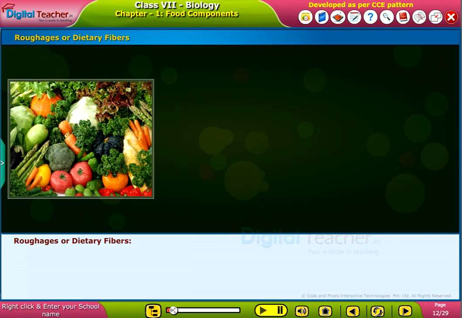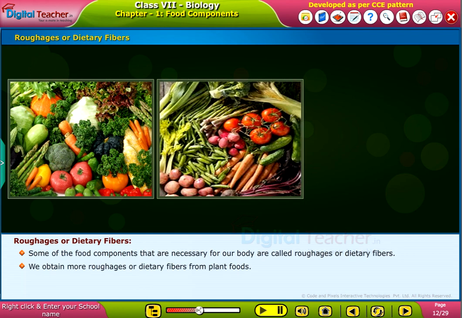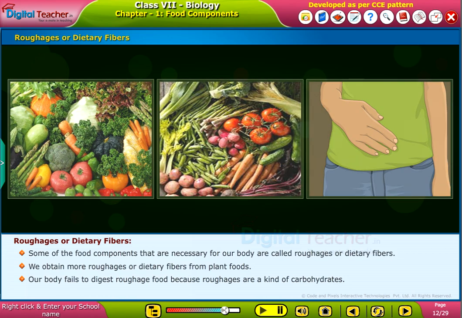Now, let us learn about roughages or dietary fibers. Some of the food components that are necessary for our body are called roughages or dietary fibers. We obtain more roughages or dietary fibers from plant foods. Our body fails to digest roughage food because roughages are a kind of carbohydrates.